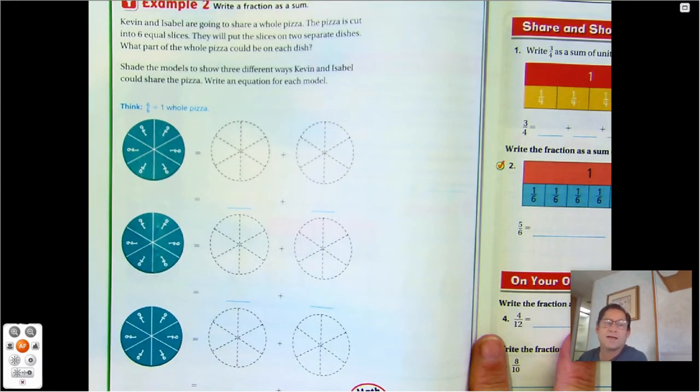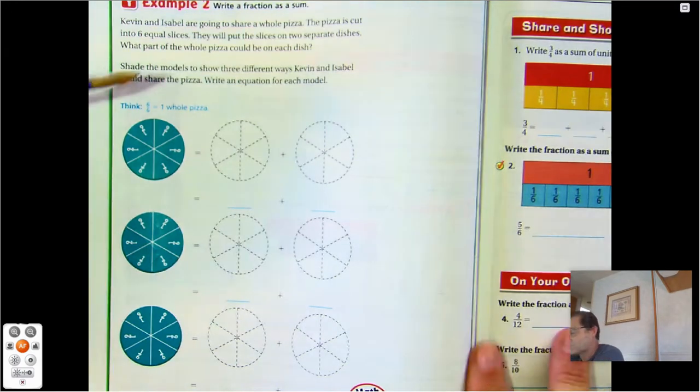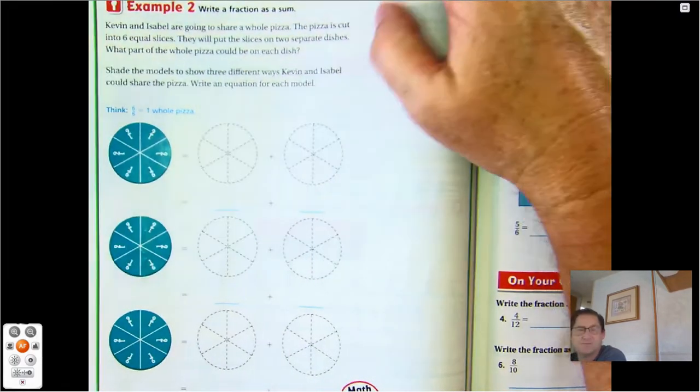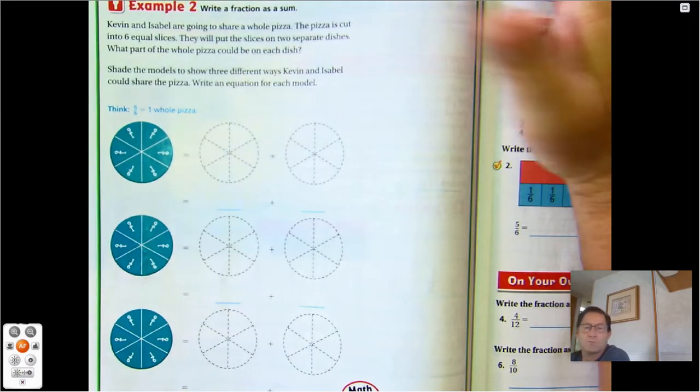So Kevin and Isabel are going to share a whole pizza. The pizza is cut into 6 equal slices. They will put the slices on 2 separate dishes. What part of the whole pizza could be on each dish? Shade the models to show 3 different ways. Well, all right. So we have this whole pizza, but we want to put it on 2 different dishes.